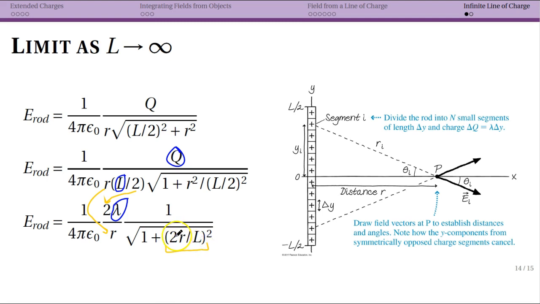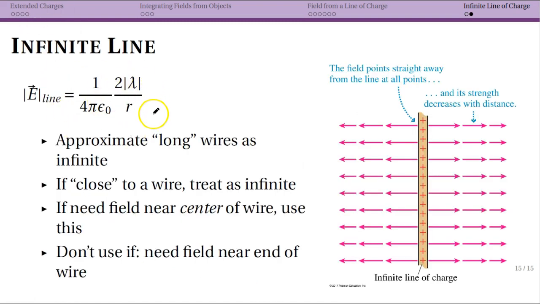So why is this helpful? Look at this term. This is 2r over L. We're taking L to infinity. So if L goes up to infinity, this whole term is actually going to go to 0. So 1 over the square root of 1 plus 0 is just 1, so this entire term goes to 1. We're then left with everything out front, which still has an r dependence, which is good, and this gives us our answer: the electric field from an infinite line of charge is 2 times the line density divided by r, which is the distance you are from the line.